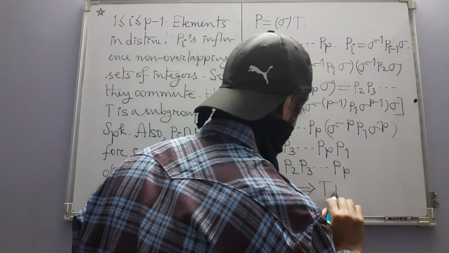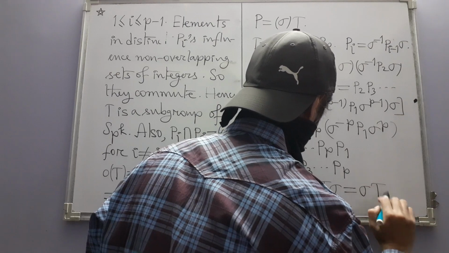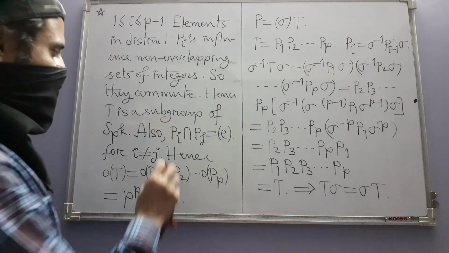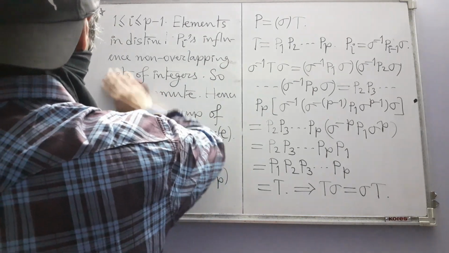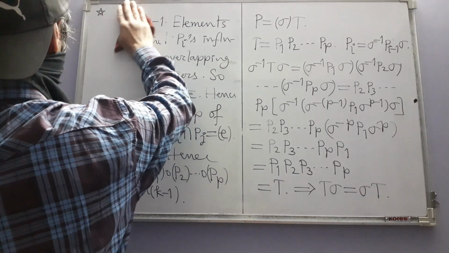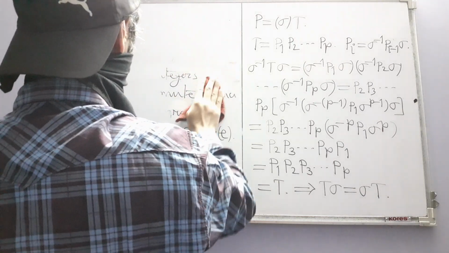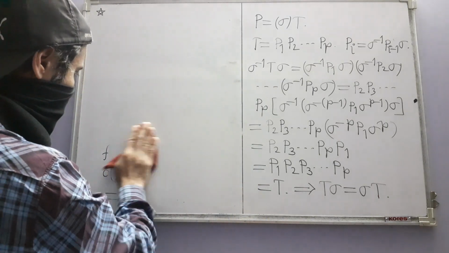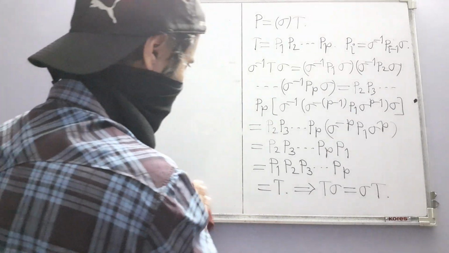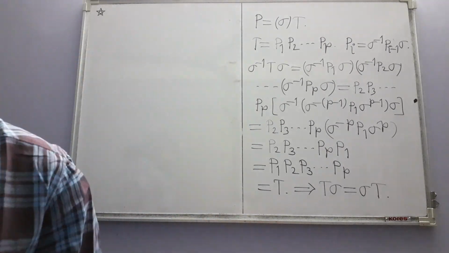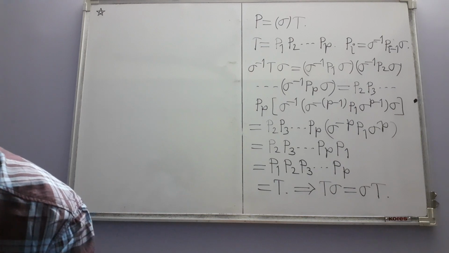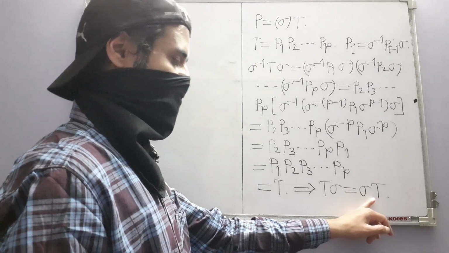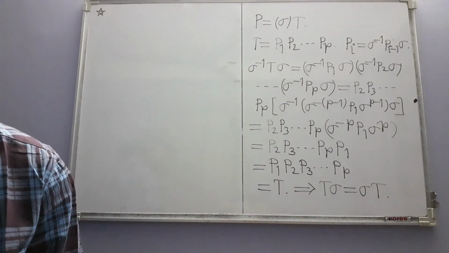T sigma is equal to sigma t. What it means is that sigma commutes with all the elements of T. That's what it means. Is that what it means? Sigma commutes with all the elements of T. No. What am I saying? That's not what it means. It means that this right coset of T is equal to the left coset of T by sigma.